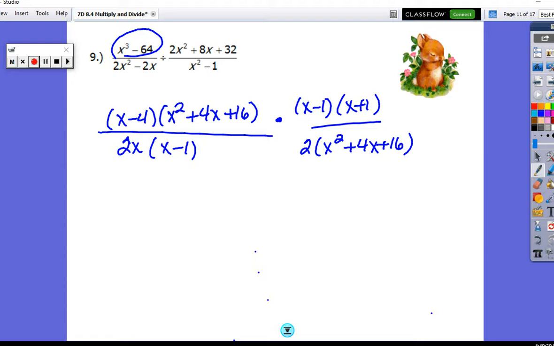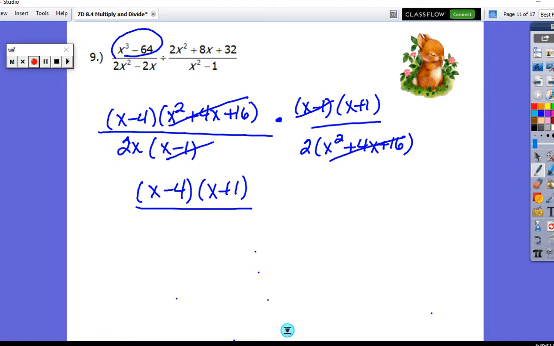Alright, so common factors. Oh, I get rid of that trinomial. x minus 1, x minus 1. Alright, what do I have left? I have x minus 4, x plus 1, 2x plus times 2 is 4x. And that's all I can do. So that's my final answer. You don't have to multiply them back together. You don't have to FOIL it back together. You can leave it like this.